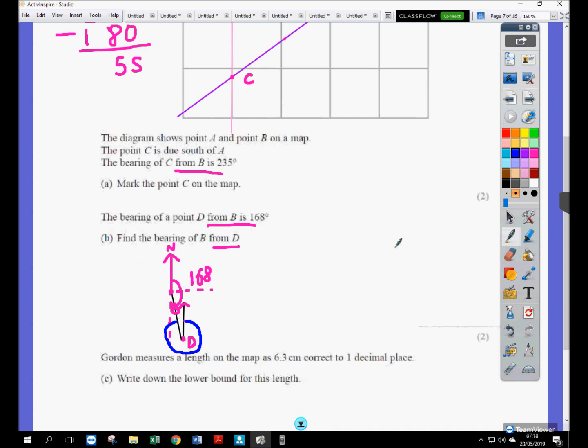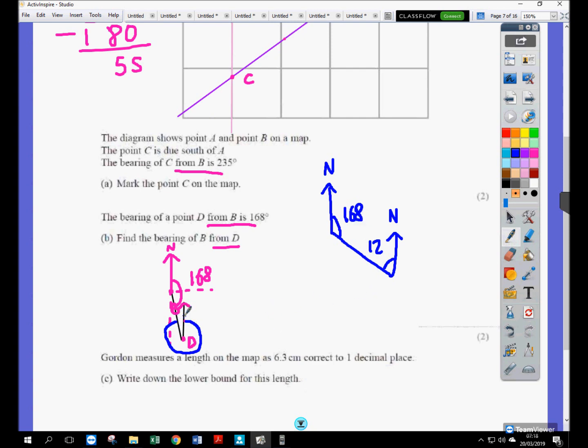Now, inside these north lines, we have a kind of U shape. These north lines are obviously parallel because they're both in the north direction. If one of the angles is 168, the other angle will be 12 degrees, because these two angles inside a U shape or a C shape like this are co-interior. They add up to make 180. So both of these together add up to 180.